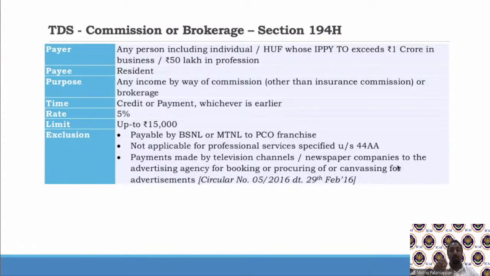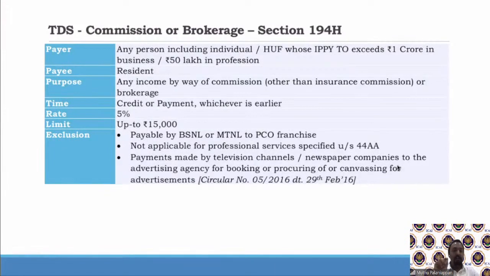And now you have 194H in this slide, which is every other commission. For example, you're using a broker for renting a premises, that brokerage is also covered here. Any selling commission that you're providing to someone is also covered here. So typically who is involved here? It involves any person, like in many other sections, that is 194A, 194C. This also has any person.